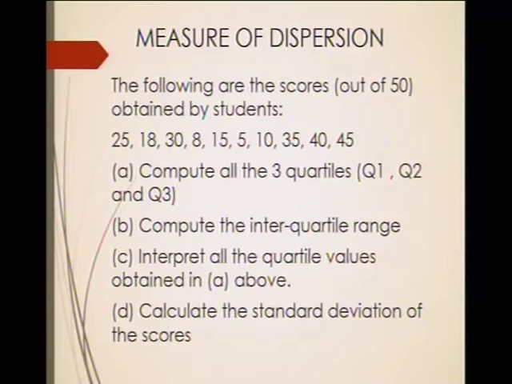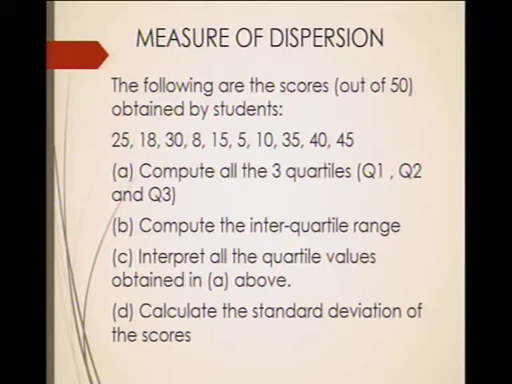Okay, what do you do? First of all, you have to find the positions of the quartiles. For the first quartile, it will be (n+1)/4. For the second quartile, it will be 2(n+1)/4. For quartile 3, it is 3(n+1)/4. This will show you in your arranged data set where exactly your quartile value is.